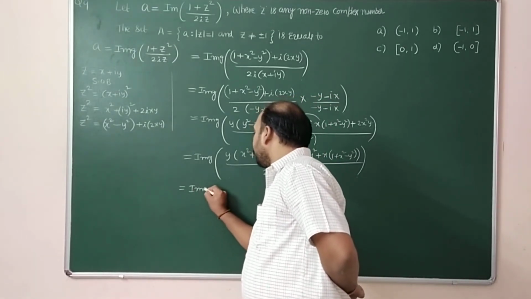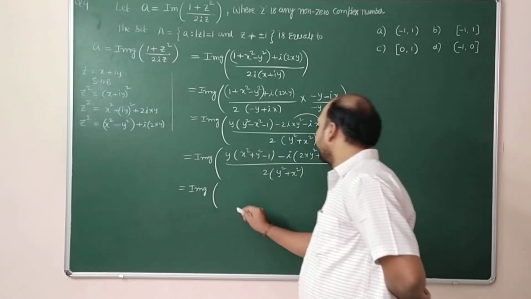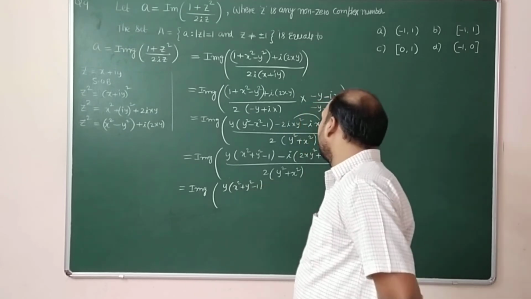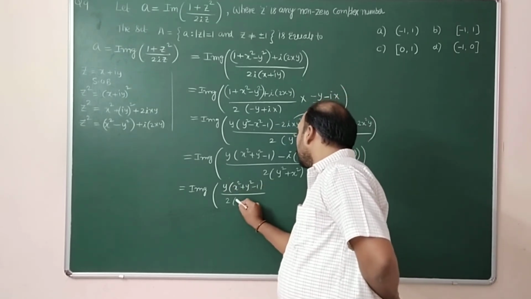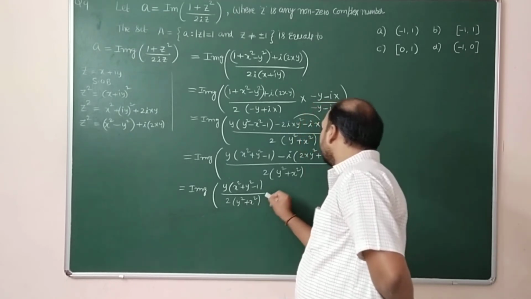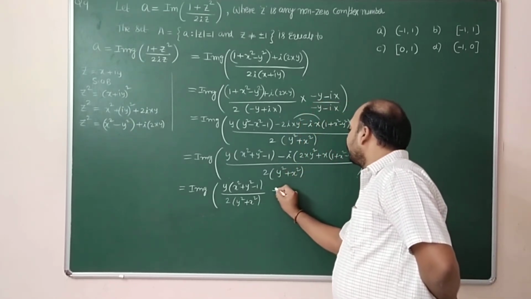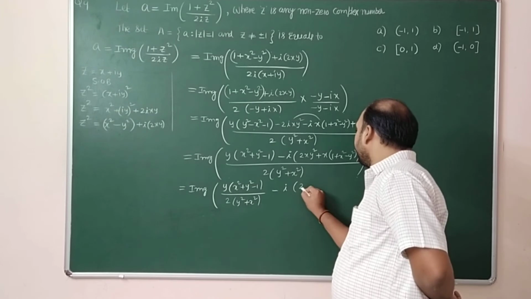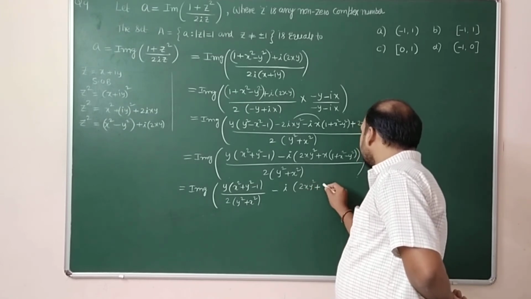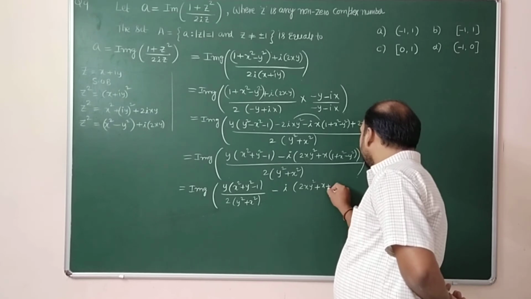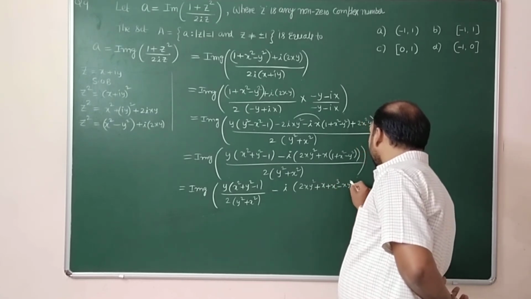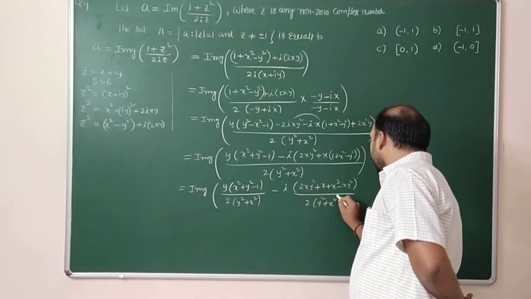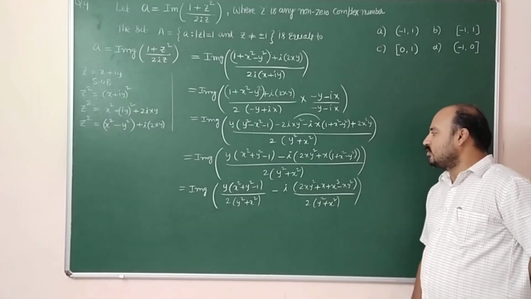So the imaginary part of y into x square plus y square minus 1 divided by 2 into y square plus x square, minus i into each and every term multiplying. So 2xy square plus x plus x cube minus xy square divided by 2 into y square plus x square. So 2xy square minus xy square is xy square.